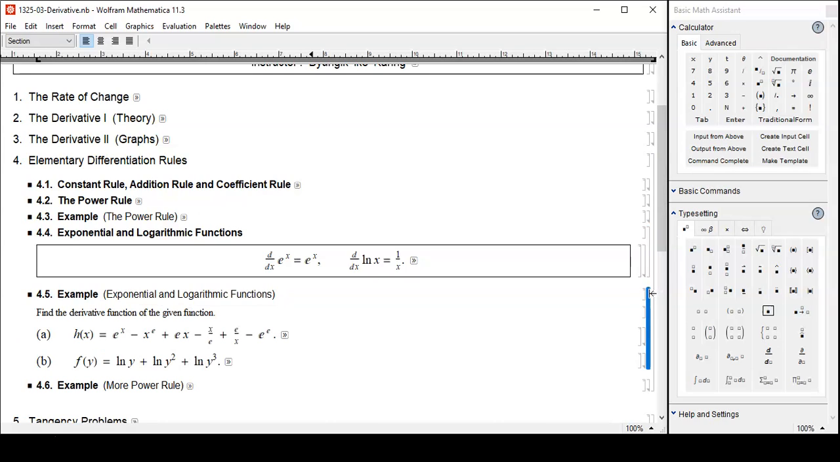Is there a good problem here? Okay, here we go. Here's a nice problem. Find the derivative function of the given function. All right, let's go ahead and do that.